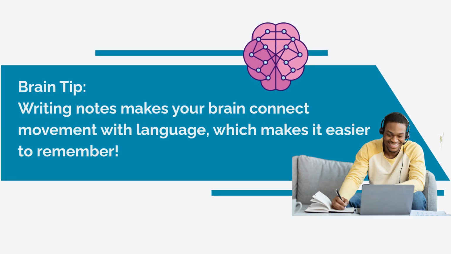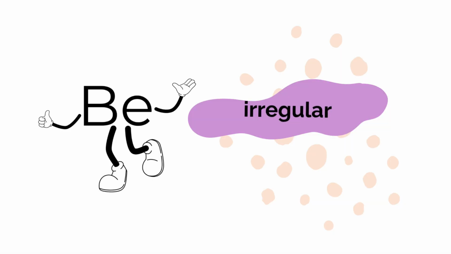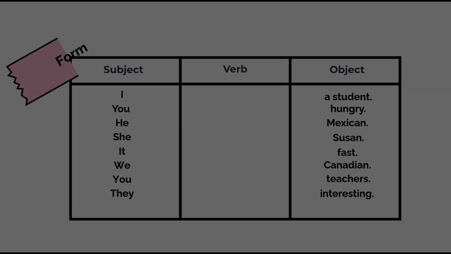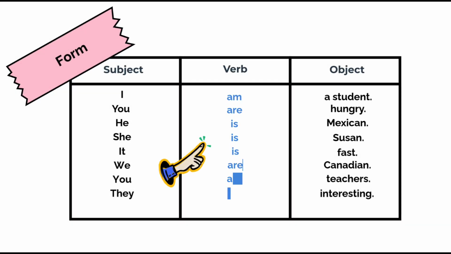Now, let's begin. The verb to be is an irregular verb. It means that it does not follow a specific pattern. As you see in this chart, it changes depending on the subject. In order to learn the form of the verb to be, you must memorize the conjugation of the verb. Let's activate your brain. Repeat after me. Pay attention to the changes of the verb to be.